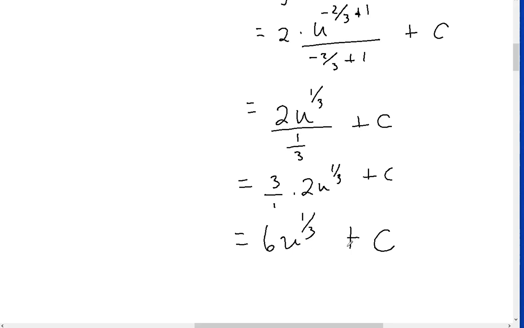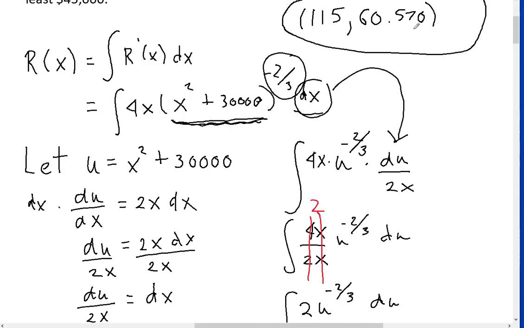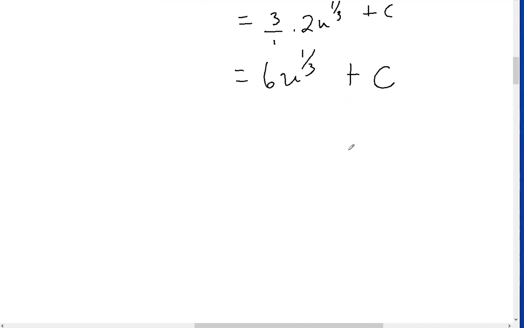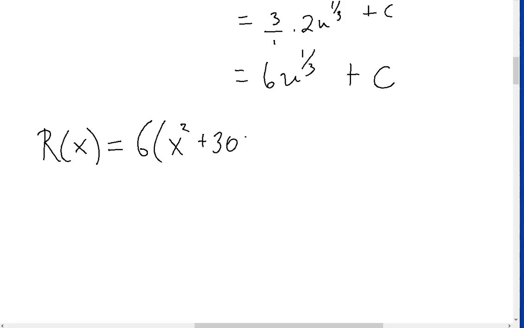Now we have to be careful. This point is for the revenue function, that is the function in terms of x. So we have to go back to our original function. R of x is going to be this, but not with a u in there. 6 times (x squared plus 30,000) to the 1/3 plus c. So this is our revenue function, except we don't know the constant.